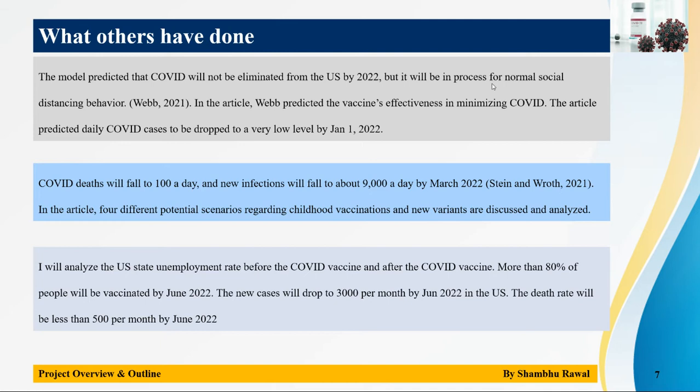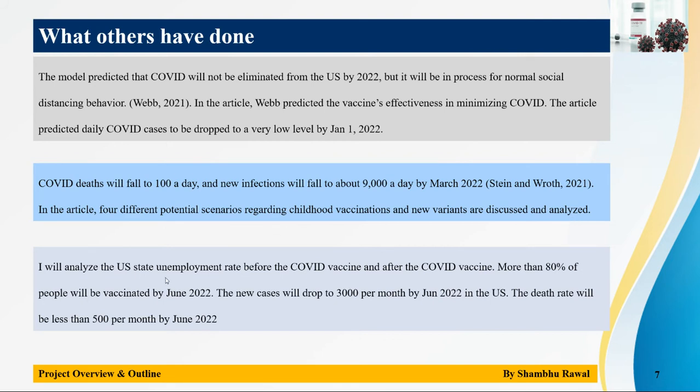In another article, Stein and Worth say COVID deaths will fall to 100 a day and new infections will fall to about 9,000 a day by March 2022. In this article, four different potential scenarios regarding childhood vaccination and new vaccinations are discussed and analyzed. There are many other analyses, but I took the above two of them.